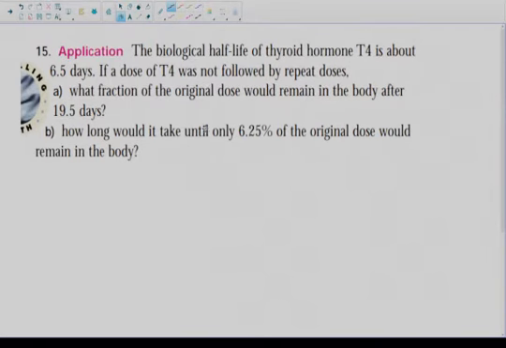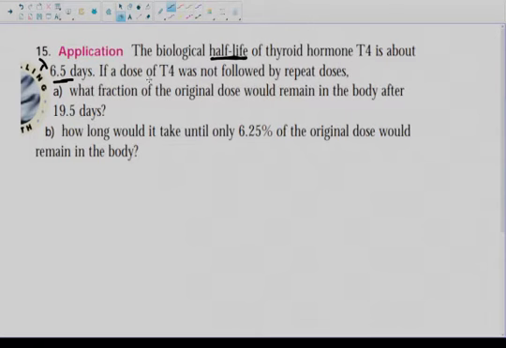These questions I took right out of your textbook here. So here's another one that deals with medicine. Okay, the biological half-life of thyroid hormone T4 is about 6.5 days. So here's another half-life question. And I'm concentrating on the half-life questions because they are a little bit more difficult, although I'm hoping they're starting to get less difficult now. And here's our lambda. Okay, so this is that lambda I was talking about. If a dose of T4 was not followed by repeat doses, what fraction of the original dose would remain in the body after 19.5 days?